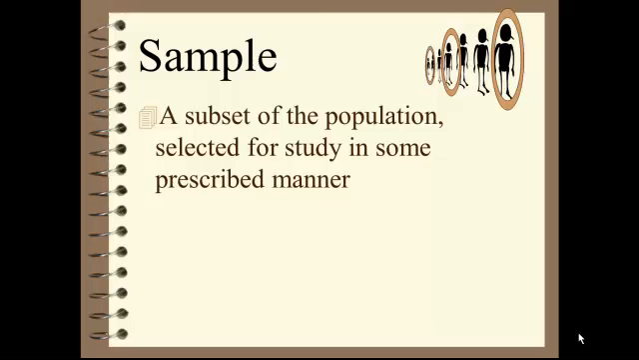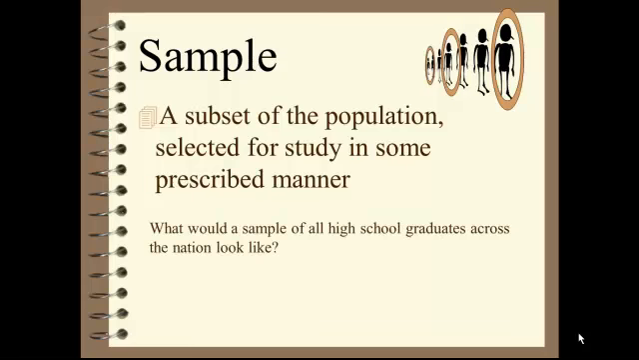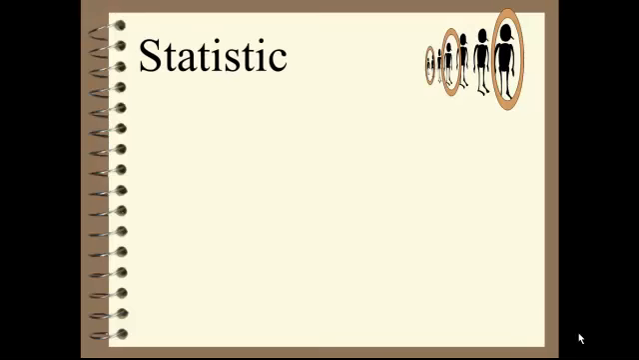Now, we don't just go out and scoop up something. We've got to have a method for doing that, and that's one of the first things we're going to study. So going back to our high school graduates example, maybe we pick out a certain number of high schools from each state and collect data from them. That kind of idea, where we can't ask everybody, so we somehow come up with a sample.